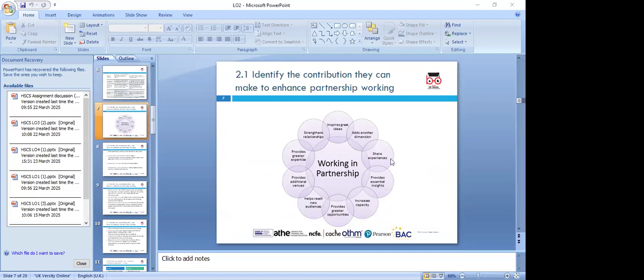So there are some circles of benefit, so we can talk about partnership working. Obviously, you inspire great ideas. You strengthen relationships. You add another dimension, because what you could have done by yourself would have taken a longer time to do. The person that comes on board, you're able to add another dimension to it. You share expectations, you share risk together. You provide essential insights. It increases capacity.